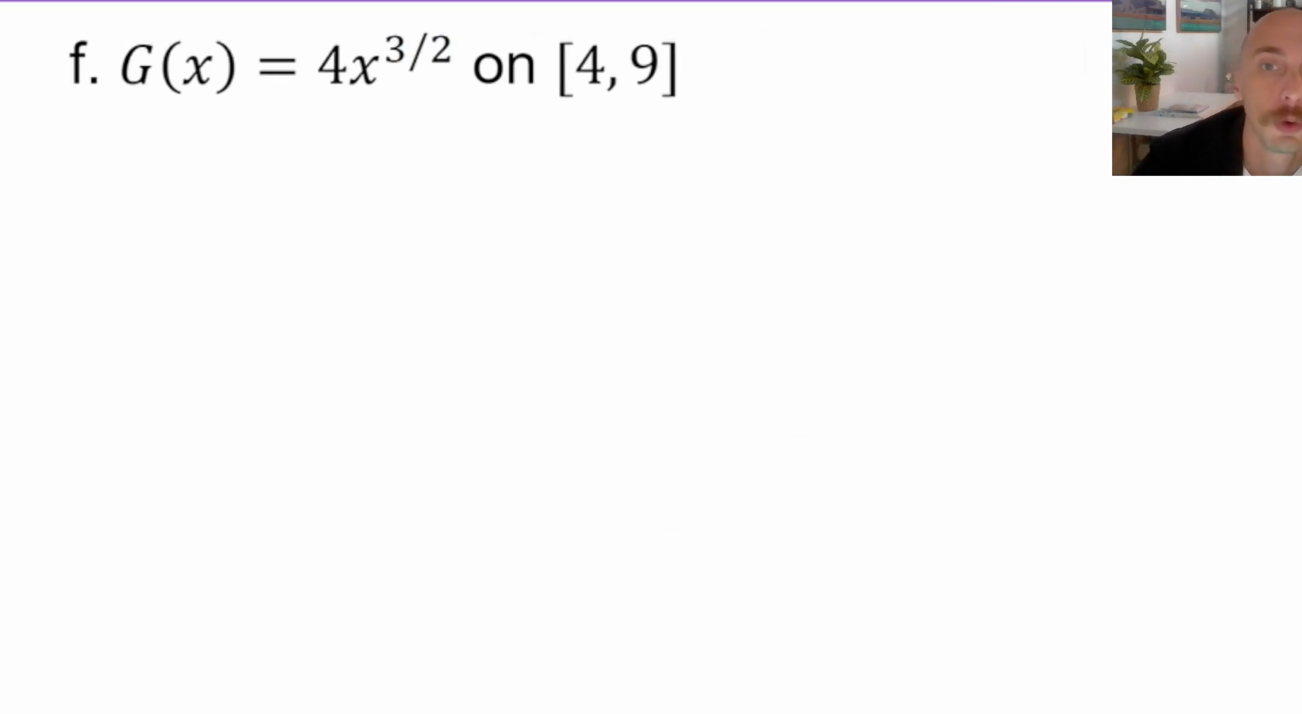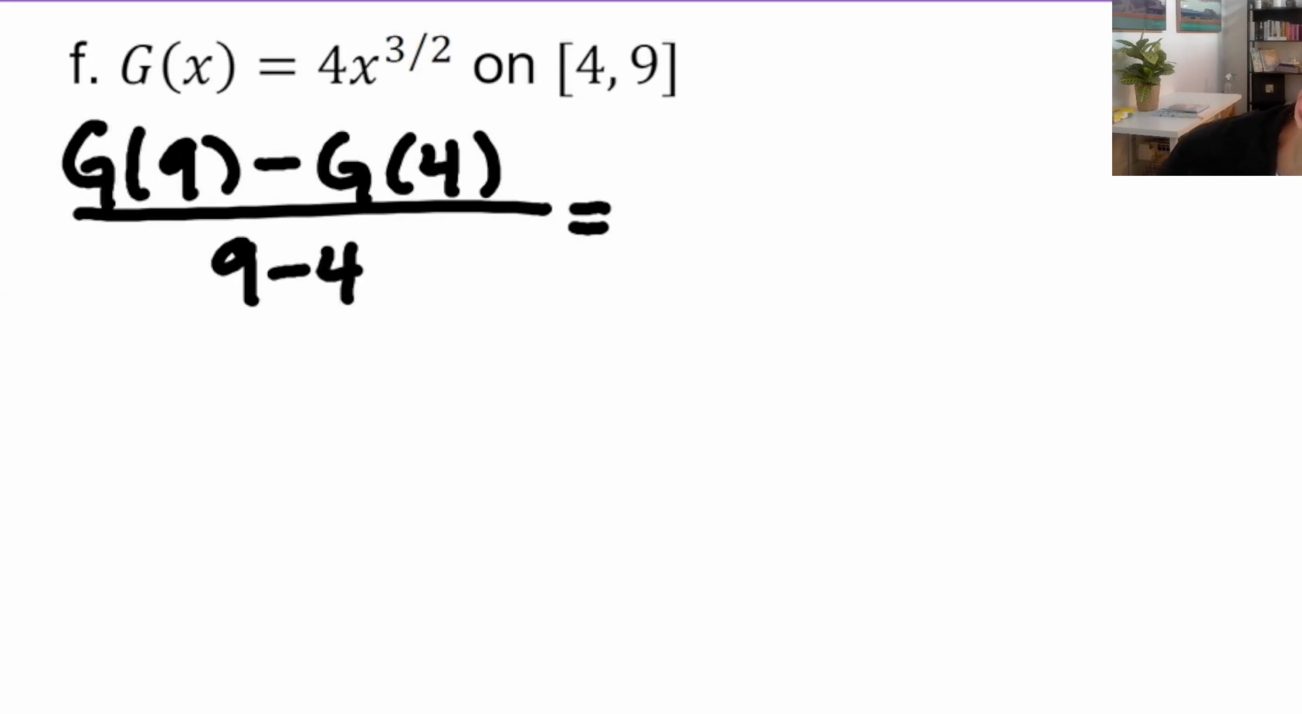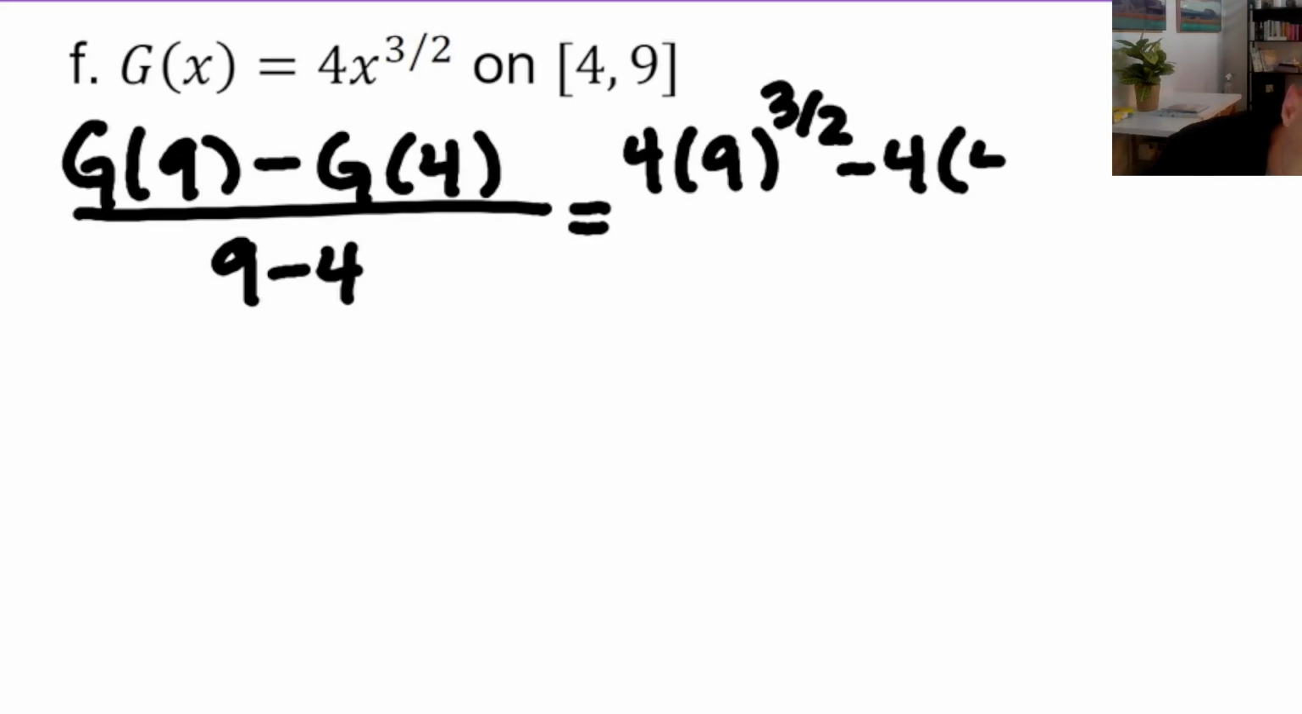All right, with 4x to the 3 halves, I'm looking to take g of 9 minus g of 4 divided by 9 minus 4. Okay, so that's going to be 4 times 9 to the 3 halves minus 4 times 4 to the 3 halves divided by 9 minus 4.